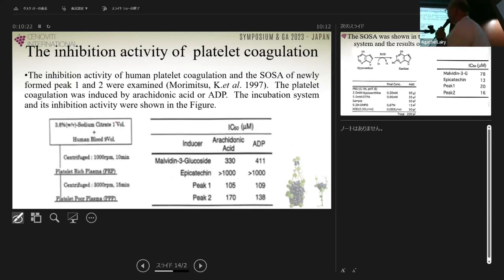This was the inhibition activity of platelet coagulation. I show it as IC50, the 50% inhibition value. Peak one and peak two show very small numbers, meaning high activity, almost three or four times higher activity than the materials. Anthocyanin is lower, and epicatechin has no activity on the inhibition of platelet coagulation.